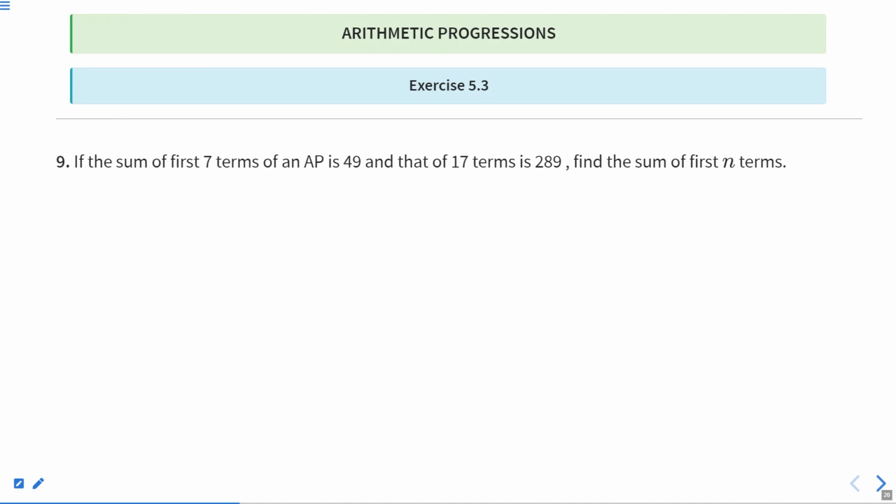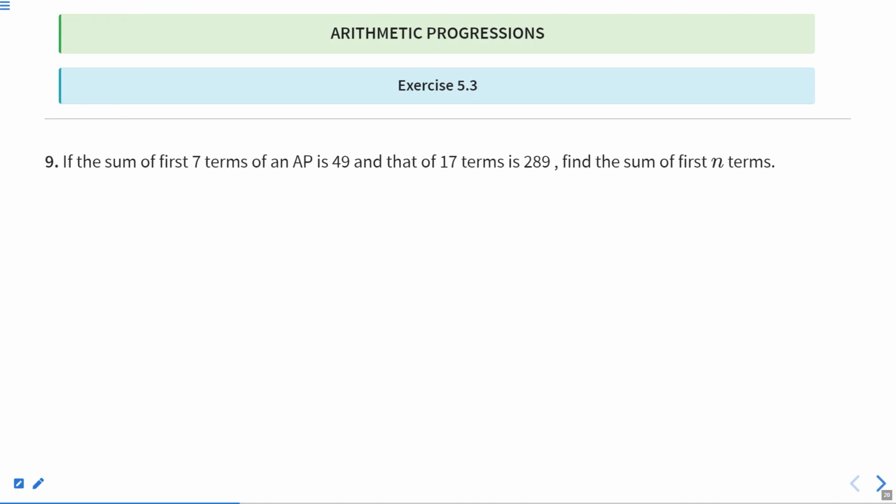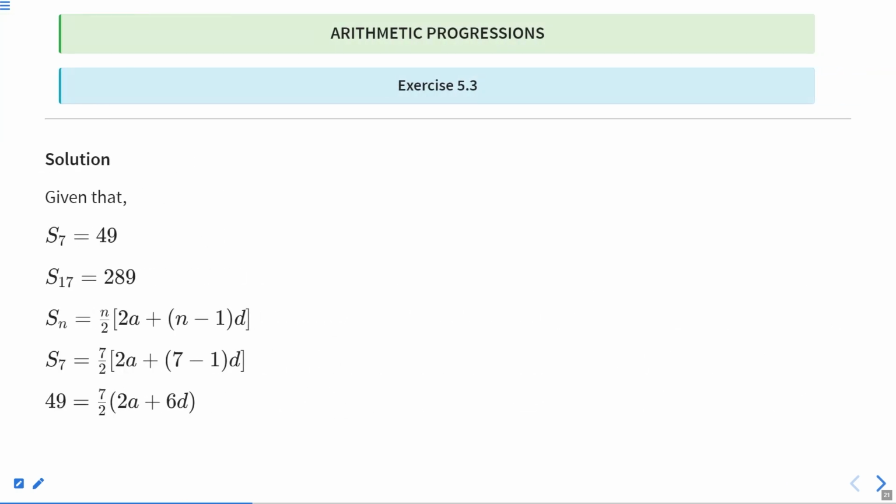And now in the next question, it says that if the sum of the first 7 terms of an AP is 49 and that of the first 17 terms is 289, then we have to find the sum of the first n terms. So given that S7 is equal to 49 and S17 is equal to 289.